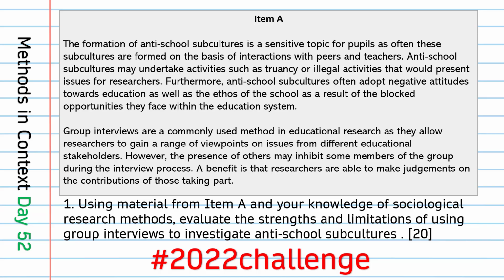Now, day 52, so we're going to do this one next. Using material from item A and your knowledge of sociological research methods, evaluate the strengths and limitations using group interviews to investigate anti-school subcultures. This is what I'm actually doing with one of my classes at the moment. It kind of screams at you, Paul Willis's Learning to Labour. And you will see in the item, there's lots of different things that you could use. And the idea is that in this type of essay, you're thinking about, okay, we're going to be trying to have a group interview with a group of boys, potentially working class boys, who are going to have an anti-school attitude. What are some of the problems that you may face as a researcher when you're doing that? We'll try and get those up.